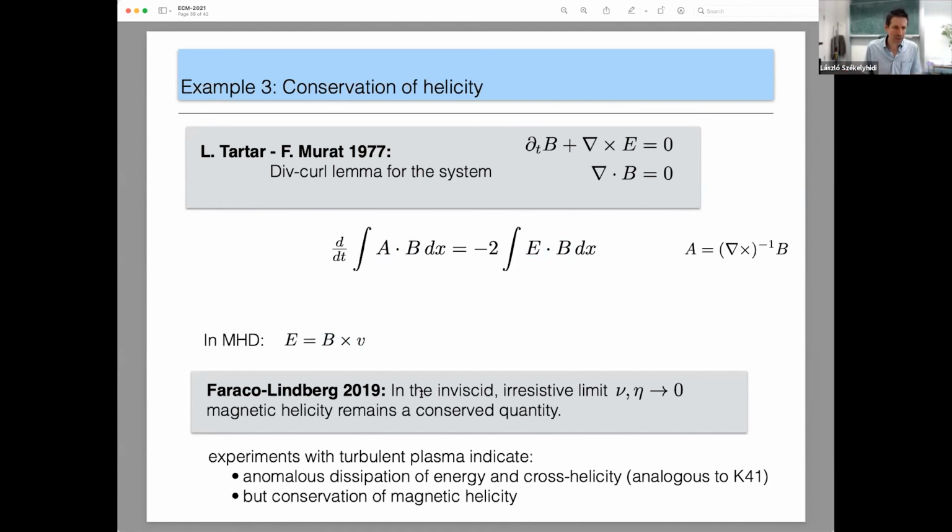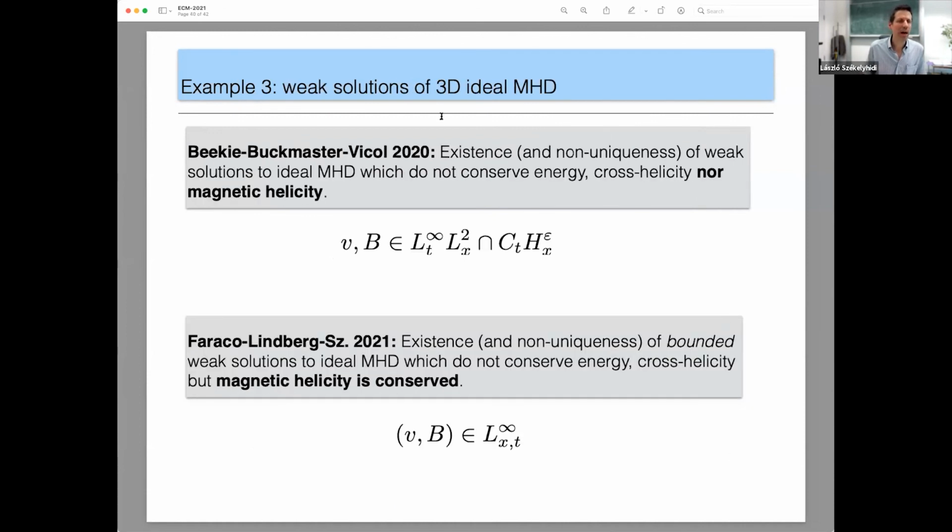Indeed, it was only recently proved that if you look at nu and eta going to zero in the ideal resistive limit, magnetic helicity does remain a conserved quantity in the 3D MHD. And this is expected. So conservation of magnetic helicity. At the same time, like in hydrodynamic turbulence, we expect anomalous dissipation of energy and cross helicity. And it was proved recently by Beekie, Buckmaster, and Vicol that you have existence and non-uniqueness of weak solutions which do not conserve energy, cross helicity, but also not the magnetic helicity.